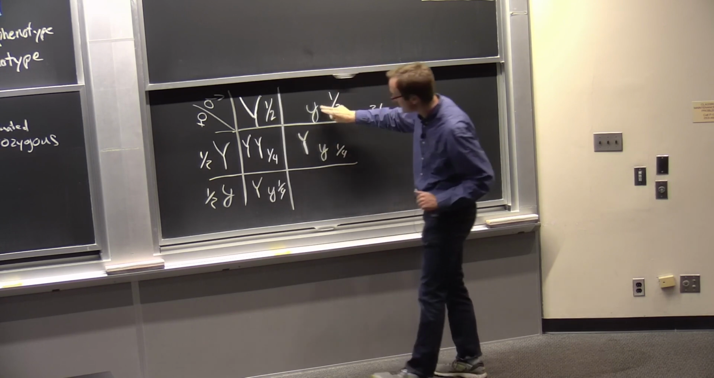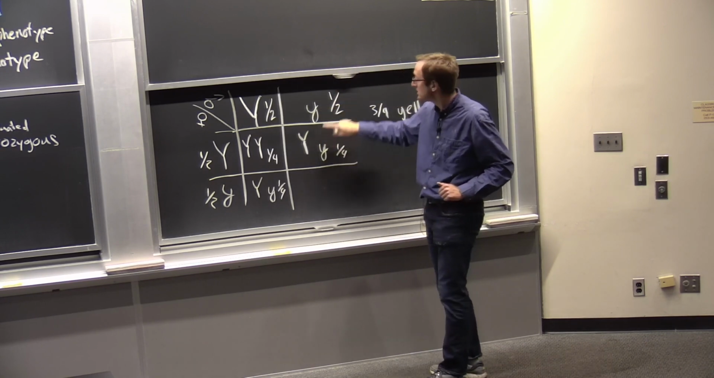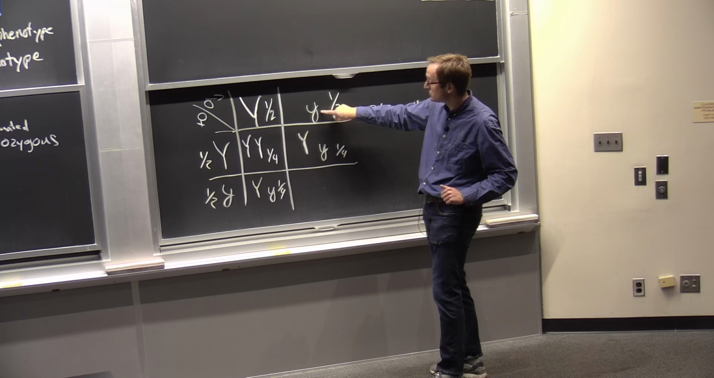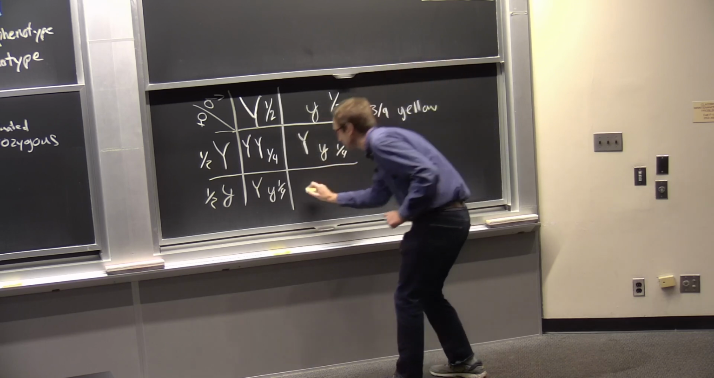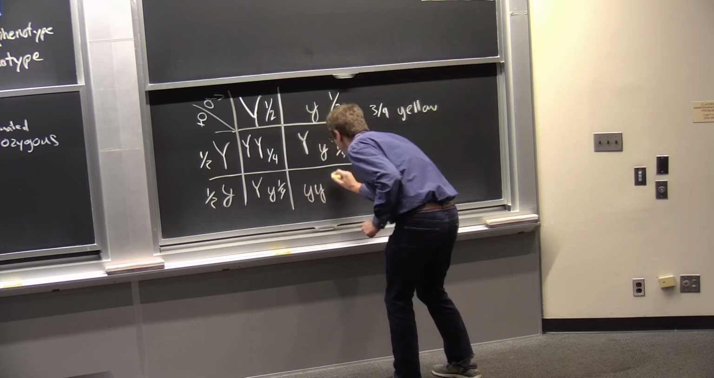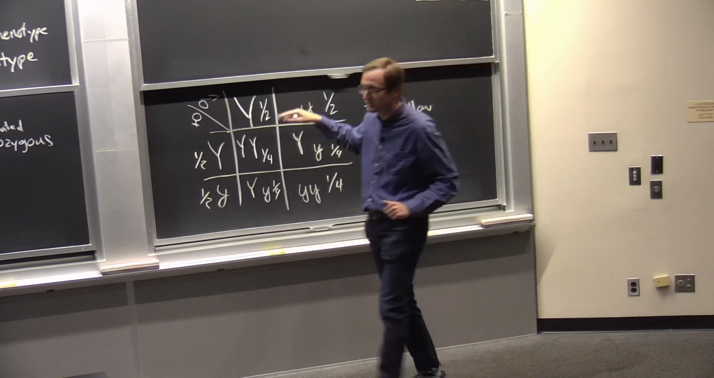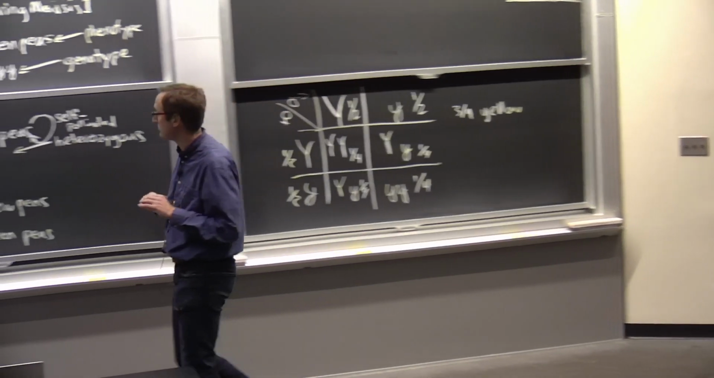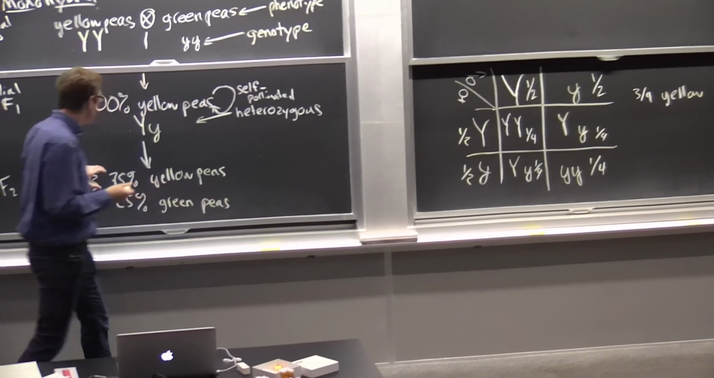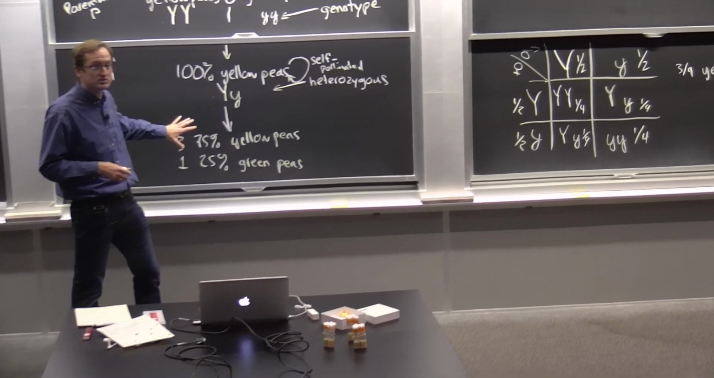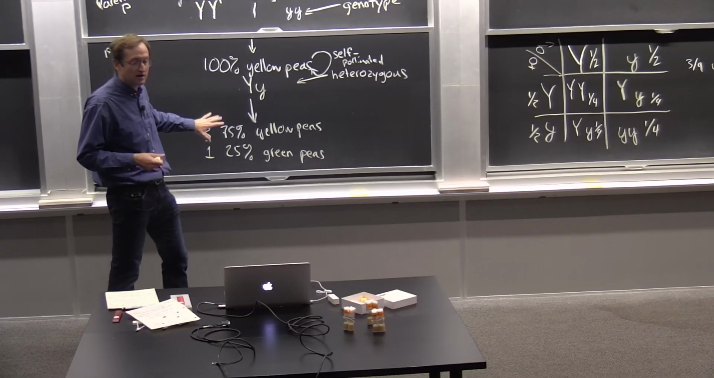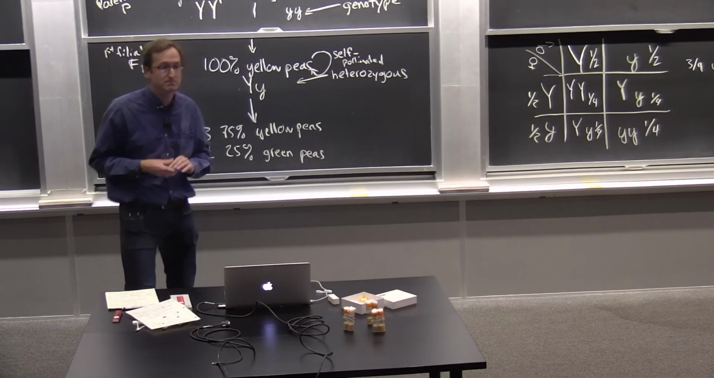And you can see that another 1/4 of the progeny have the chance of getting two copies of the recessive allele, and therefore will be green. Okay, so just by considering this as a probability problem, which is what Mendel did, you can explain the ratios of the progeny that Mendel observed in his crosses.